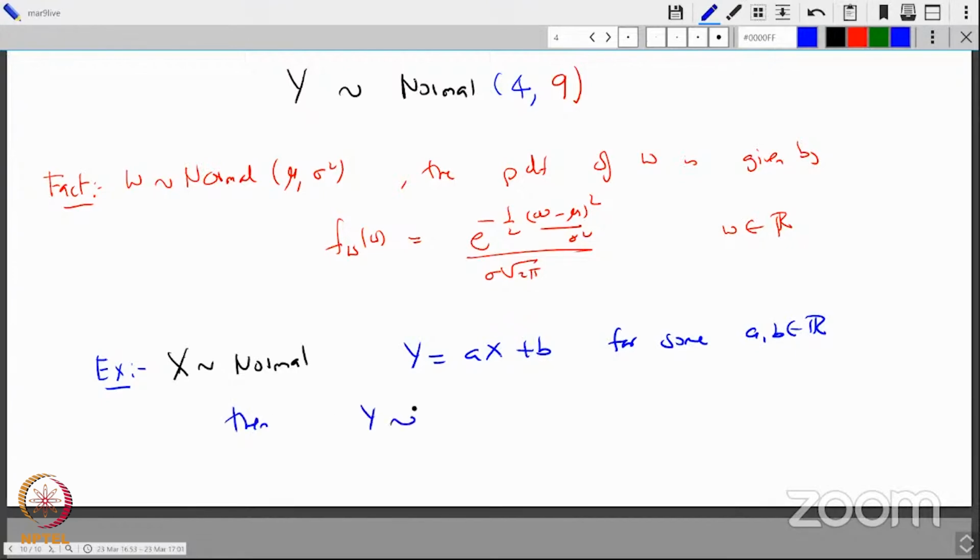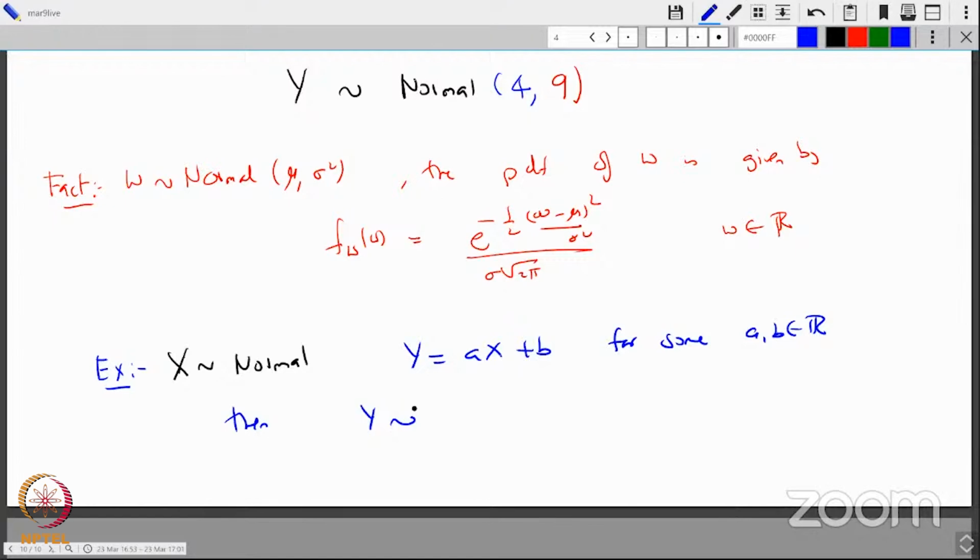If you apply the same rule as this exercise, what will you get? Can someone on chat write down the answer? I did it for 3 and 4. With 3 and 4 I got normal 4, 9. Here, if you have a and b, what will I get?